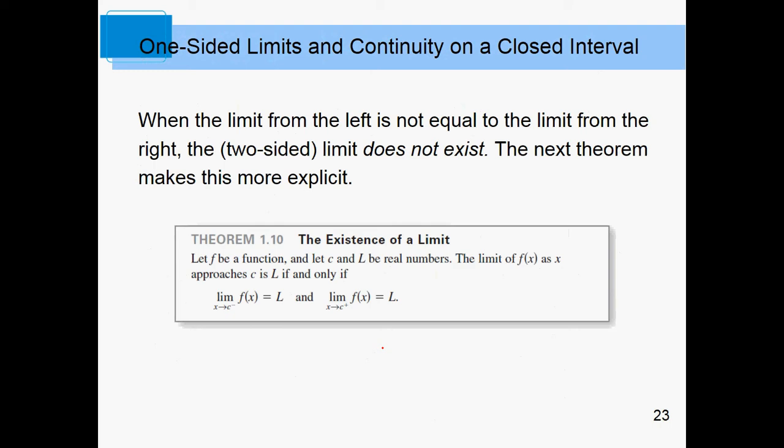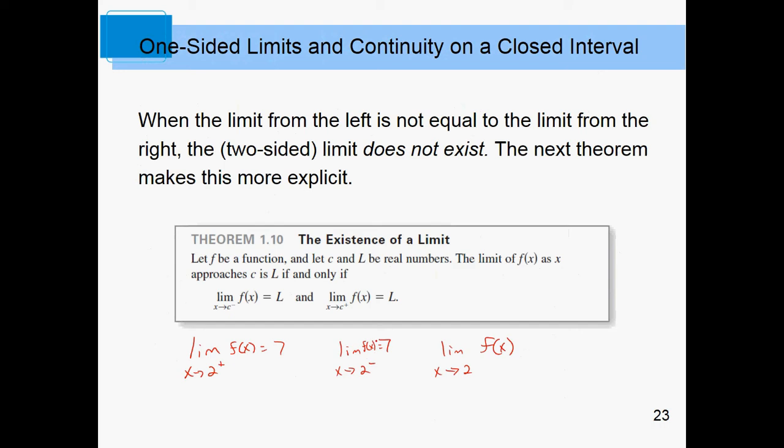Okay, so that being said, if I tell you that the limit as x approaches 2 from the right of f of x is 7, and the limit as x approaches 2 from the left is 7, then what is the limit as x approaches 2 of the function? 7, right? 7 from the left, 7 from the right. Therefore, the entire limit is 7.